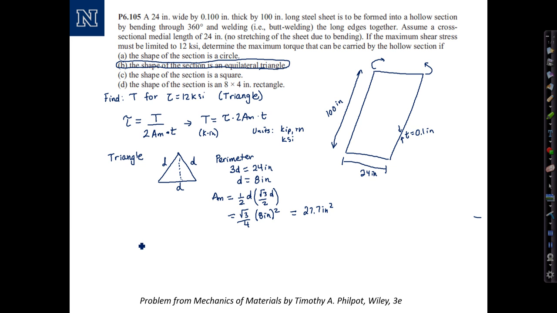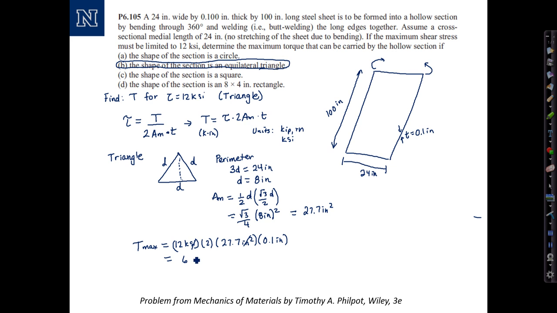Now I believe I have everything I need to solve for the torque. Maximum torque that can be applied equal to tau. Our limiting value for tau is 12 ksi times 2 times A sub m, which we just found to be 27.7 inches squared, and times the thickness, which was given as 0.1 inches. Ksi and inches squared cancel out here. We're left with units of kip inches, which is what we expect.